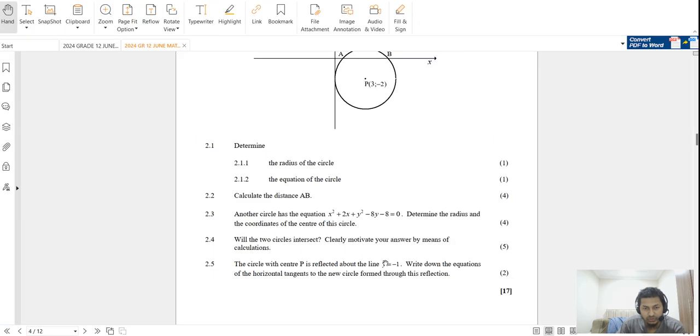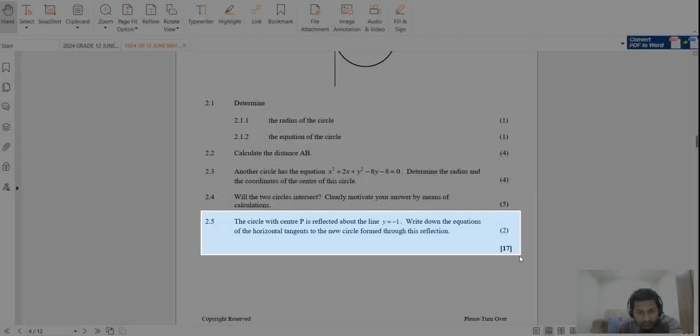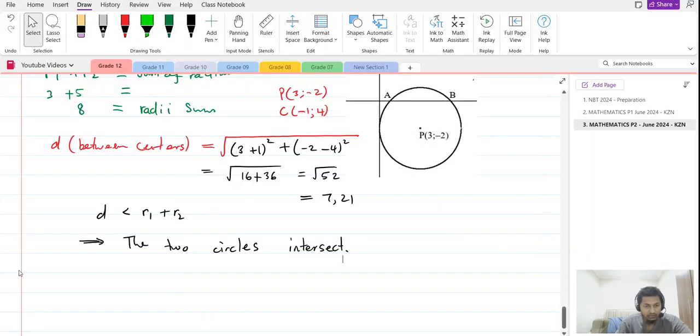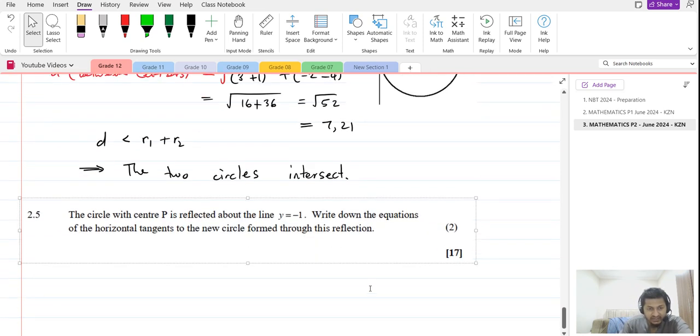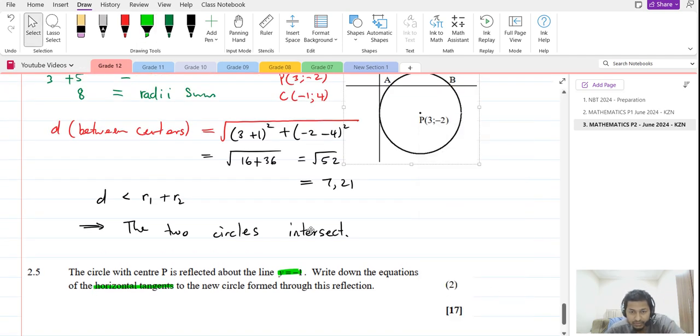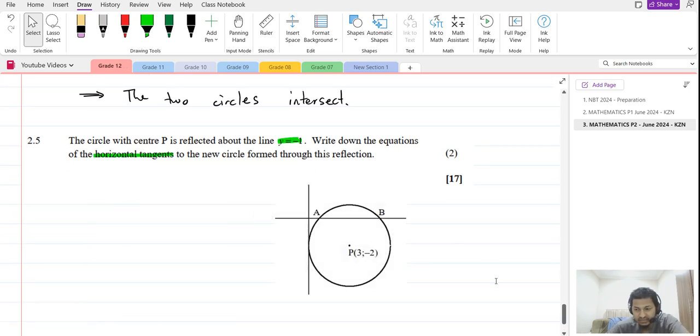Moving on to the next question. Right, so this is a transformation question, which is saying that the circle with center P is reflected about the line y equals -1. Write down the equations of the horizontal tangents to the new circle formed through this reflection. So we want to reflect this, right? Let's copy this. Now remember, you are reflecting a point, and the entire circle.